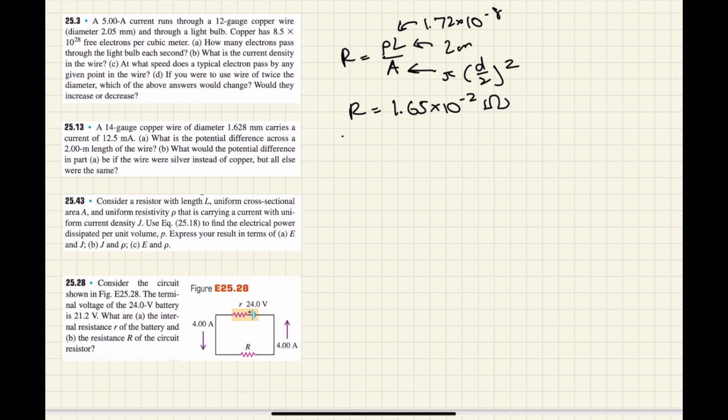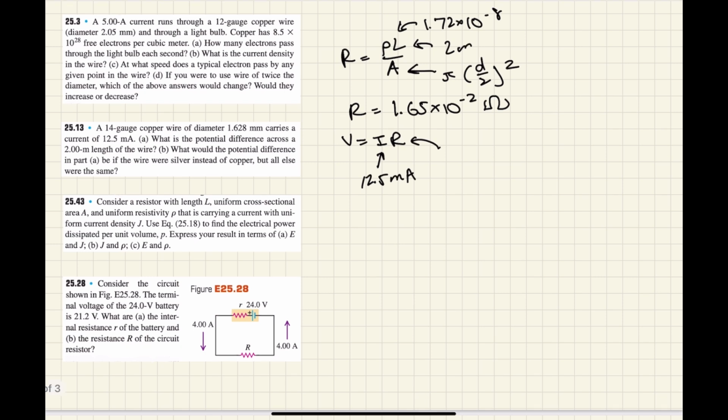And now you use Ohm's law. V is equal to I times R. And so I, we know, is 12.5 milliamps. You have to convert back to amps, so divide by 1,000. And that is this value that we just got. And so you multiply both of them. You're going to get a voltage of 2.06 times 10 to the negative 4 volts as your voltage.